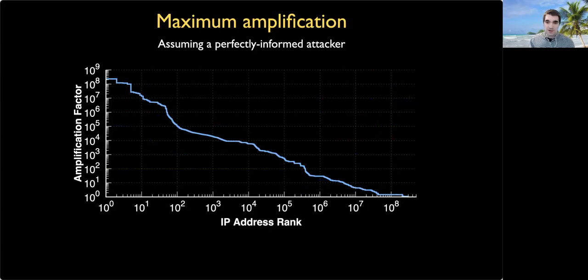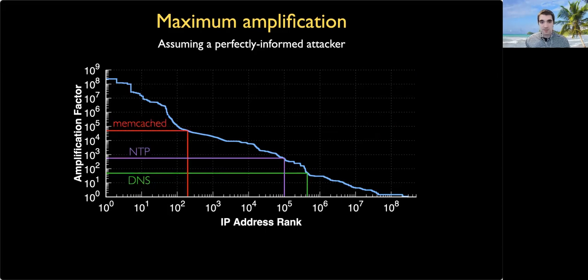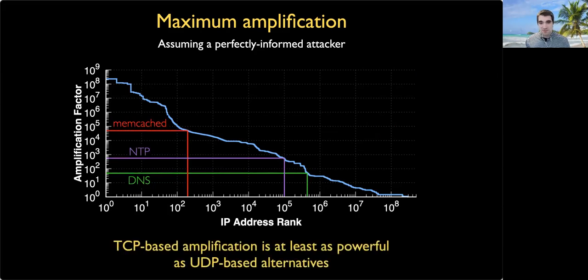You can also see how many IP addresses then exceed the UDP amplification numbers for DNS, NTP, and Memcached. And overall, this shows that TCP-based amplification is at least as powerful as its UDP-based alternatives.